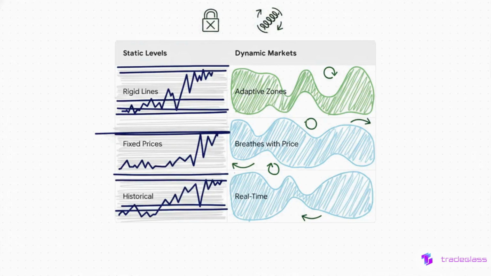This slide really just nails the whole problem. On the left, you've got the old way of thinking. Rigid lines, fixed prices, all based on what happened in the past. But on the right, you've got the reality of today's markets. We're talking about adaptive zones that literally breathe with the price in real time. You can see why the old way just can't keep up.